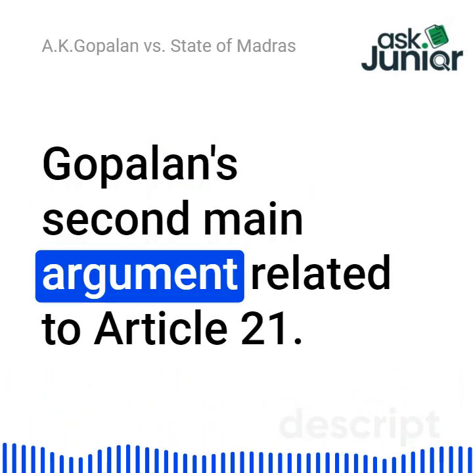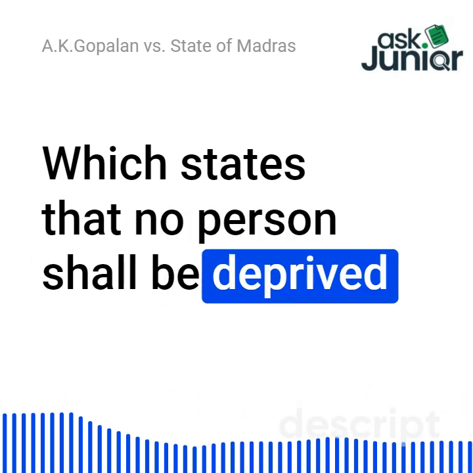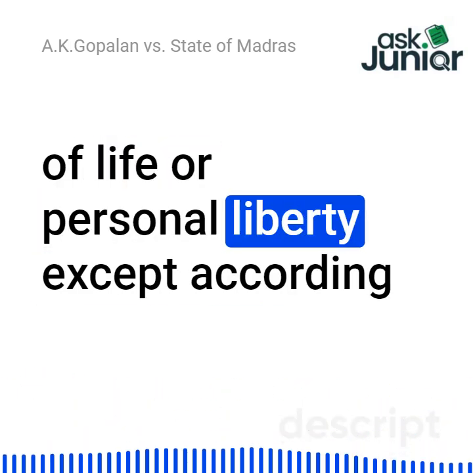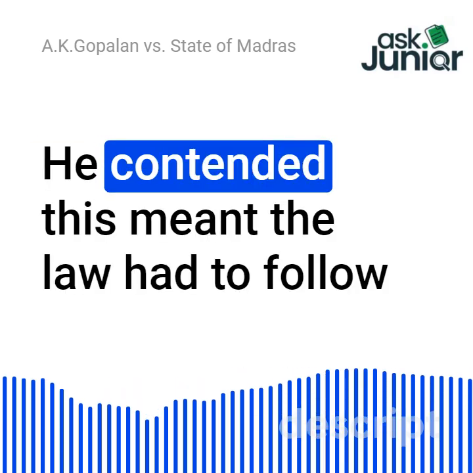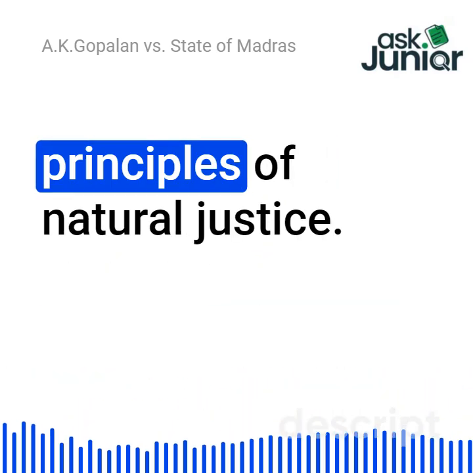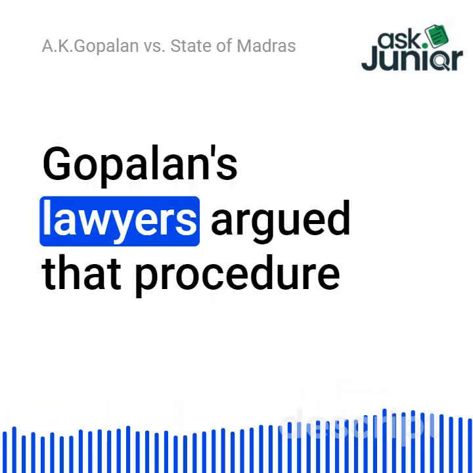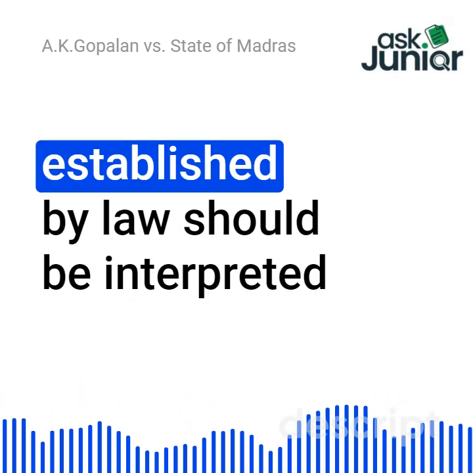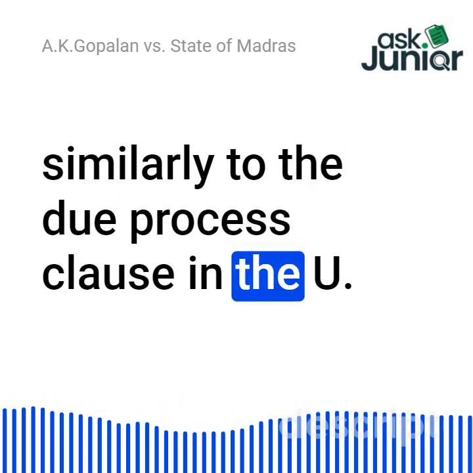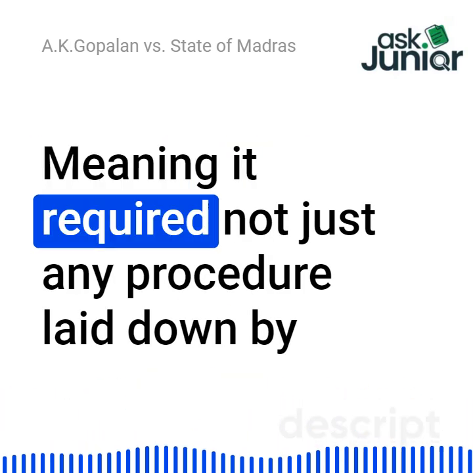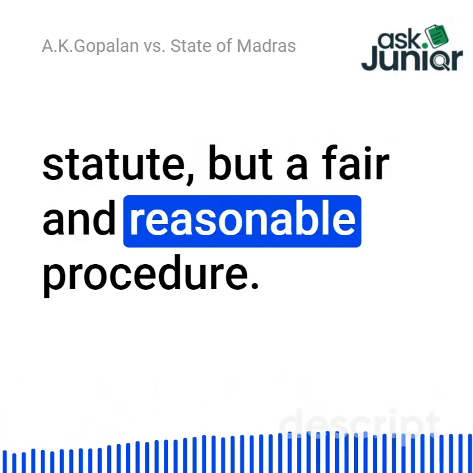Gopalan's second main argument related to Article 21, which states that no person shall be deprived of life or personal liberty except according to procedure established by law. He contended this meant the law had to follow principles of natural justice. This was really the heart of the case. Gopalan's lawyers argued that procedure established by law should be interpreted similarly to the Due Process Clause in the U.S. Constitution, meaning it required not just any procedure laid down by statute, but a fair and reasonable procedure.